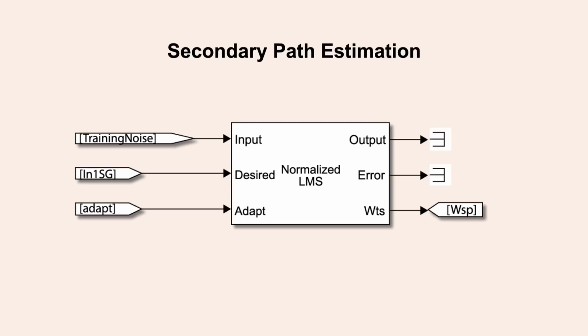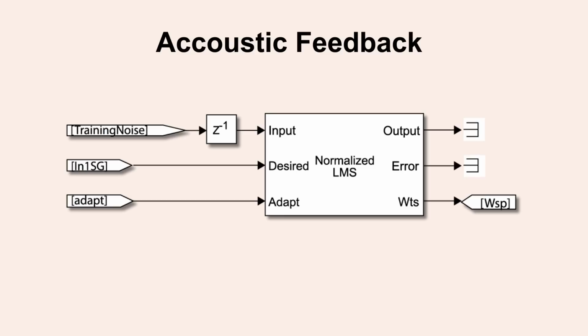Another capability we have added to our model is a block to perform secondary path estimation. This allows us to replace the estimate of our secondary path that was used during simulation with an actual measurement of the real-world secondary path. This measurement will occur when the model first runs. After the measurement is complete, we will switch over to performing the active noise cancellation. We do the same thing for the acoustic feedback.